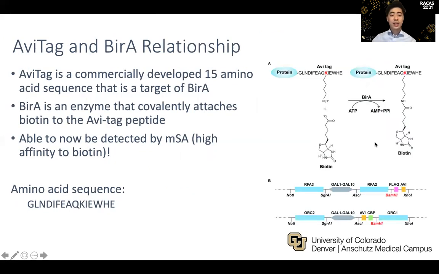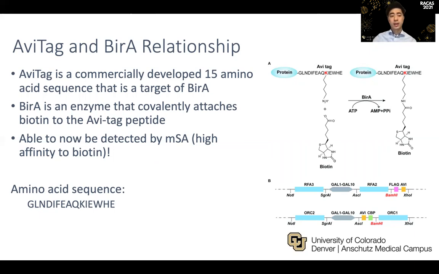So what is the AviTag and BirA relationship? AviTag is a commercially developed 15 amino acid sequence that is a target of BirA. So whenever you're developing some sort of a vector, you have to have AviTag, which is an engineered epitope inserted inside, whether it's the mammalian vector or the bacterial vector.